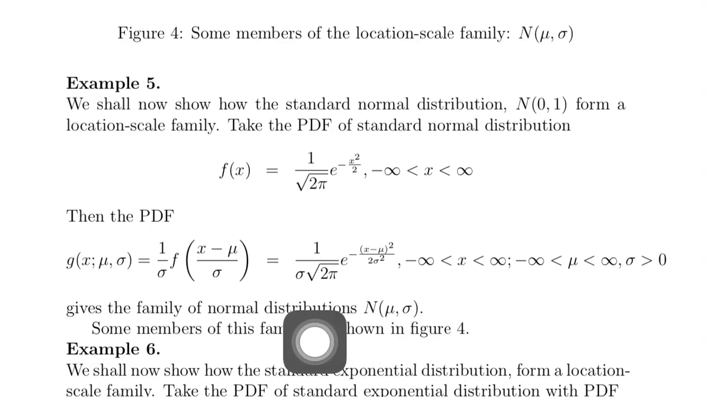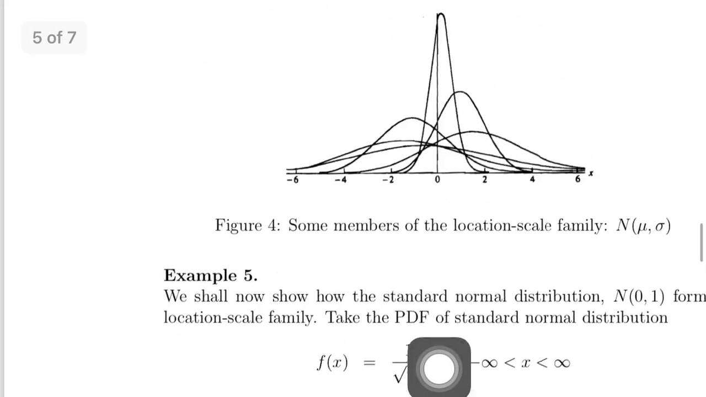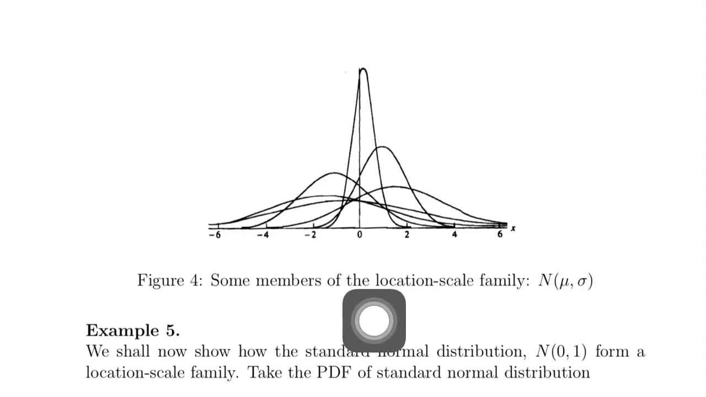Okay, and some members of this family is represented in figure 4. You see, you can see figure 4. Yes, this is figure 4. Here you can see some members of the location scale family normal mu sigma.